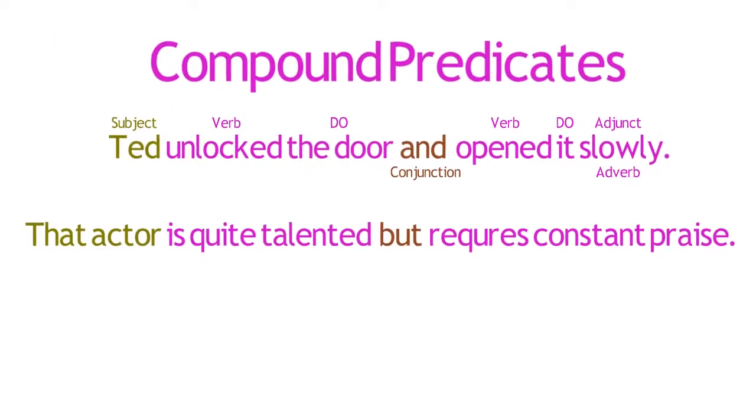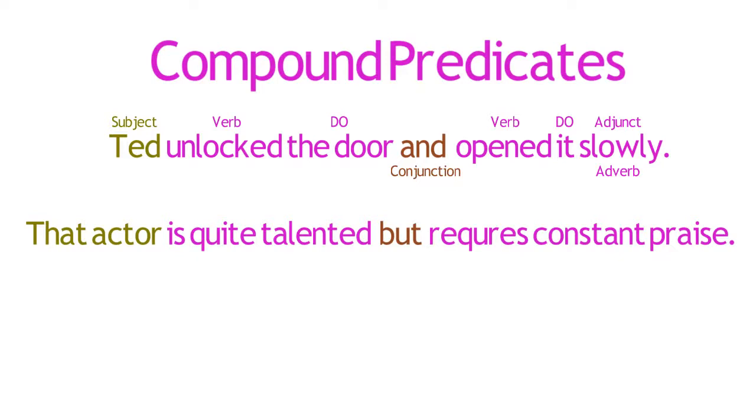As another example, this sentence can be split into its subject, that actor, and its predicate. This compound predicate includes two parts connected by the conjunction but. The first part consists of the linking verb is and a subject complement, quite talented. The second comprises the transitive verb requires and a direct object, constant praise.